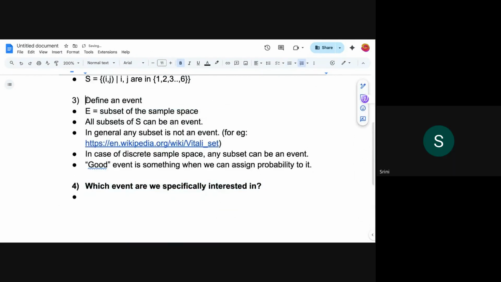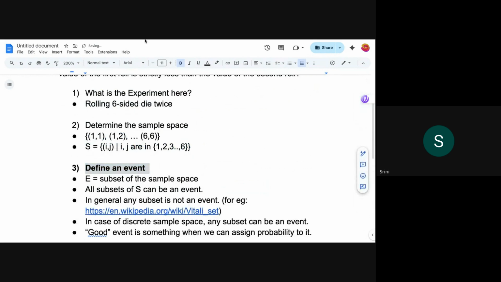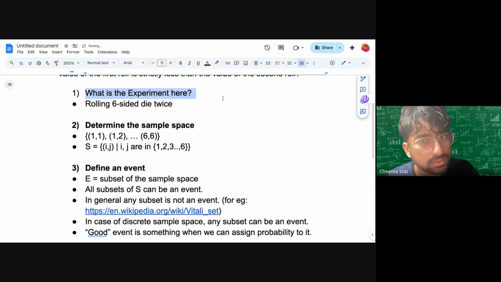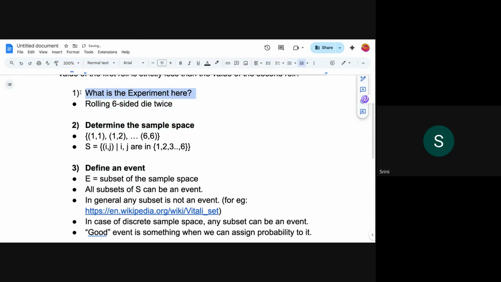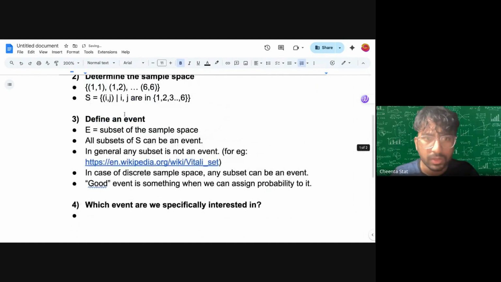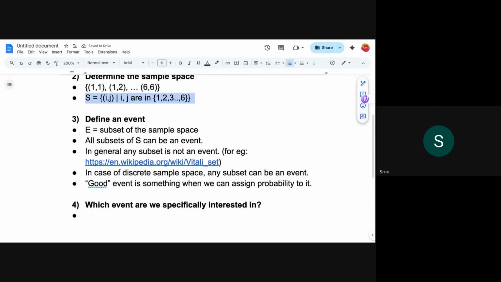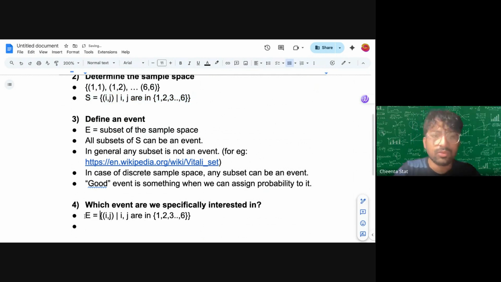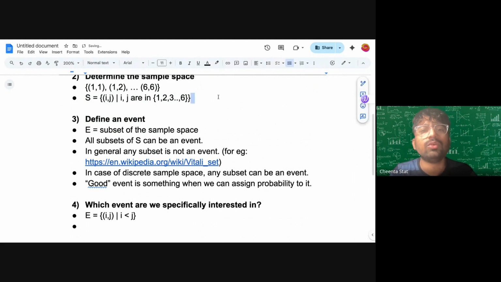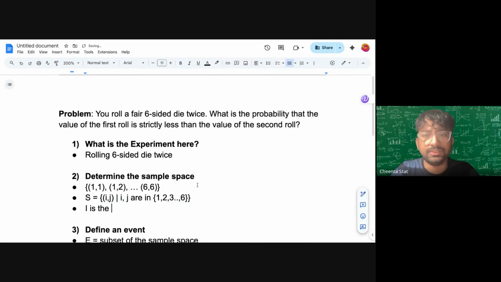I comma j such that I is less than j. Okay, so it's 1 to 6 cross 1 to 6, such that I is less than j. Very good. So of course it's a subset of this, so it will be I comma j, but here I comma j are all in this 1 2 3 to 6. But in this case, I will be less than j.